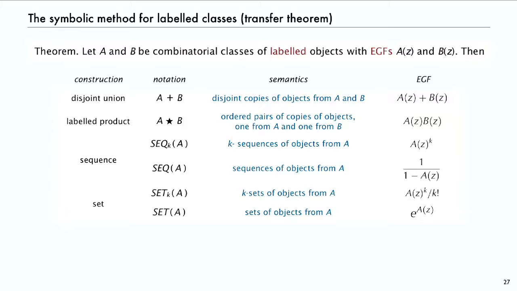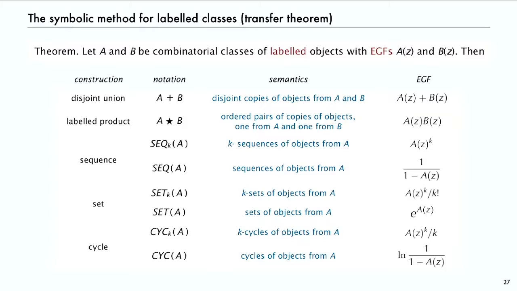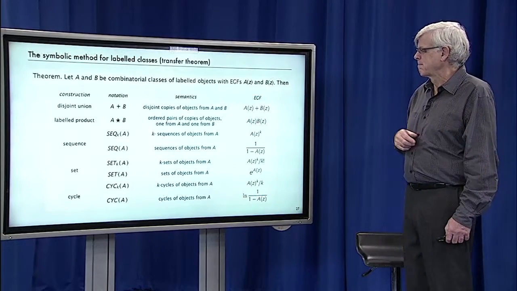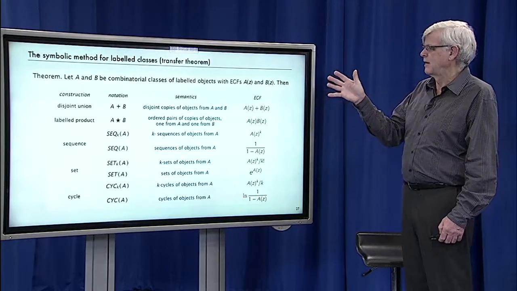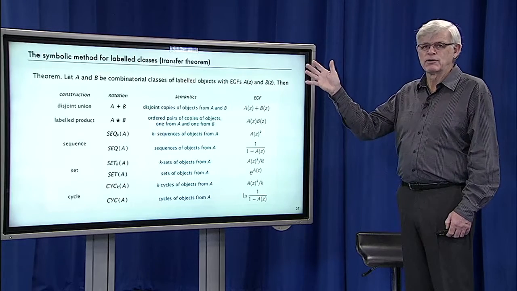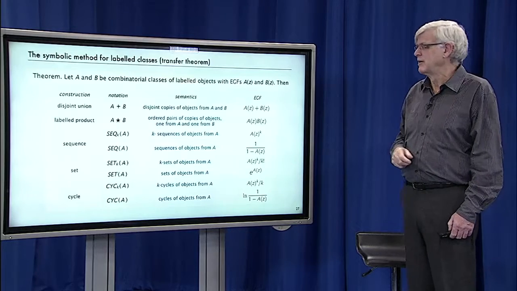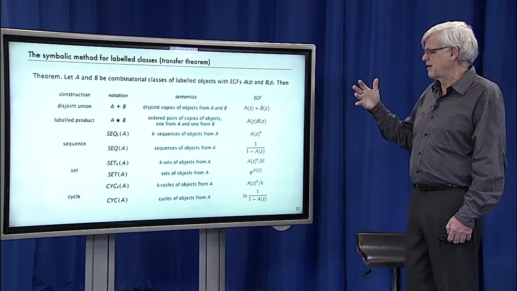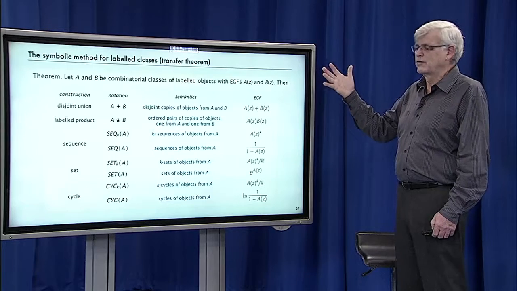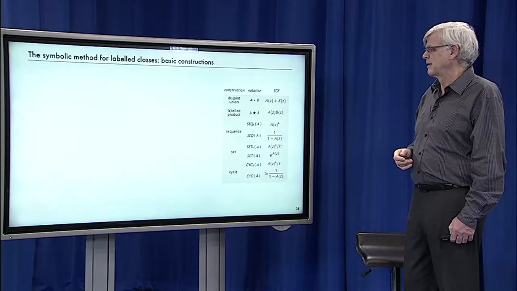So that's a set of size k, and a set of any size is the sum of those, e to the A(z). Cycle is A(z) to the k over k, for cycles of size k, and cycles of any length is log of 1 over 1 minus A(z). So if we know the generating function for a combinatorial class, and we perform one of these operations, we know the generating function for the result. And that's an extremely powerful transfer theorem that's the basis for the symbolic method.